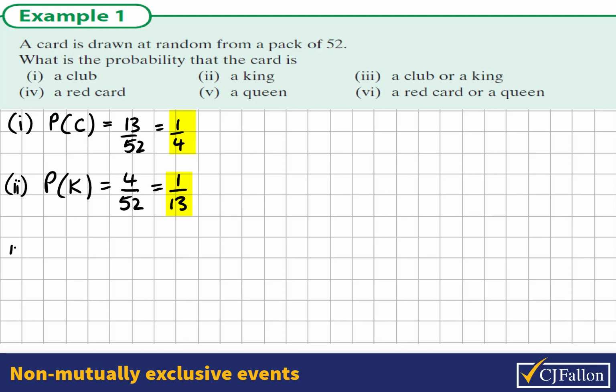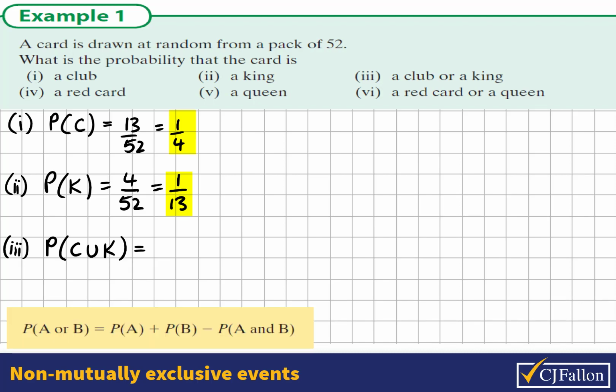Question 3, we're being asked, what's the probability that it could be a club or a king? The probability of club or king follows the rule here for events that are not mutually exclusive. This is not mutually exclusive because there is one card that is the king of clubs. It is both a king and a club. One way to think about this is that there are 13 clubs and 4 kings, but one of those clubs and one of those kings is the king of clubs, so we're double counting. So you would have to take away the double counting, that 1.